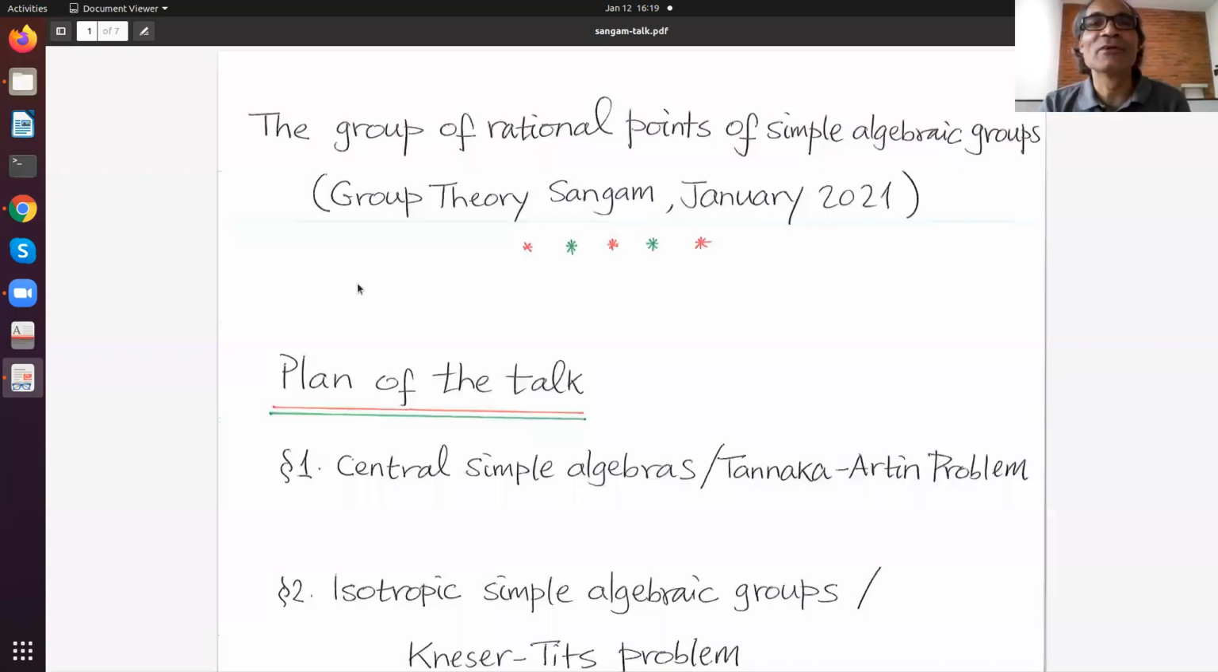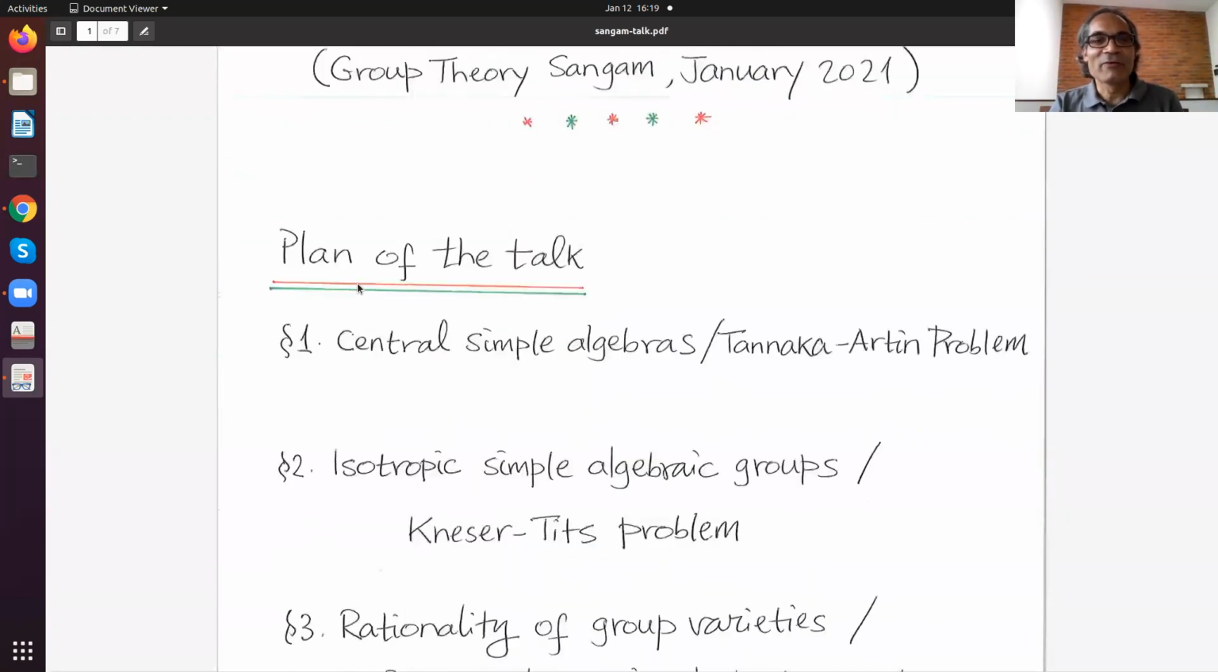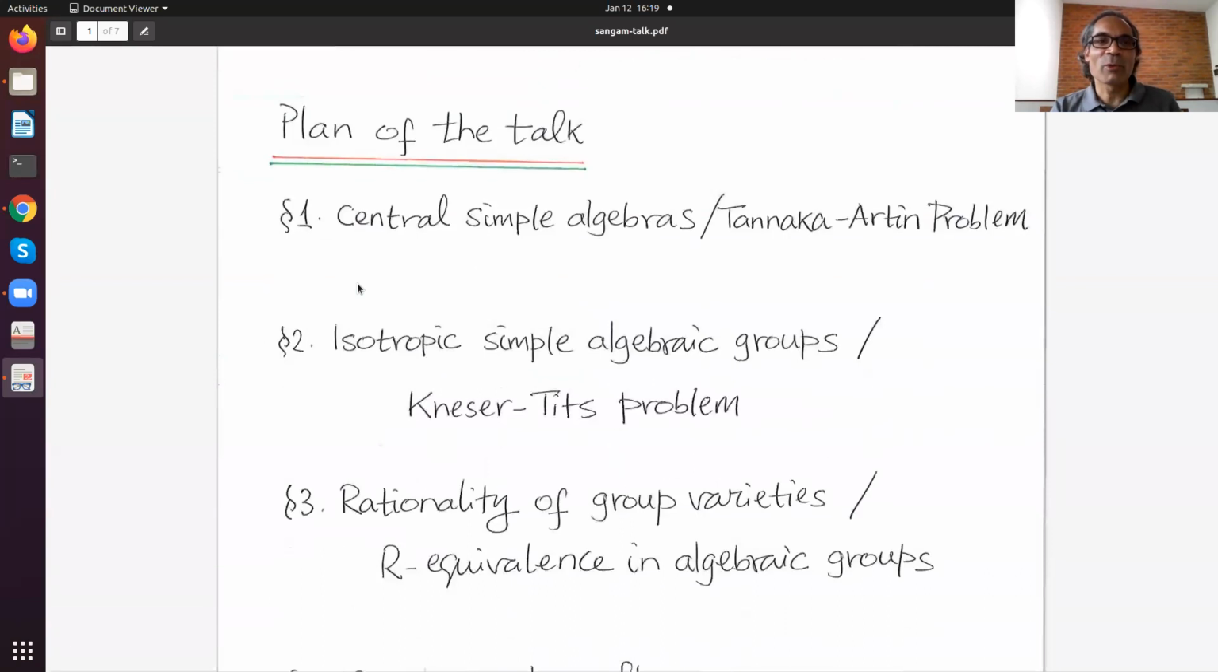Talk is on the group of rational points of simple algebraic groups. This is my first lecture here, first talk here, and this is how I begin. I'm really sorry. So I divide my talk roughly in four parts.